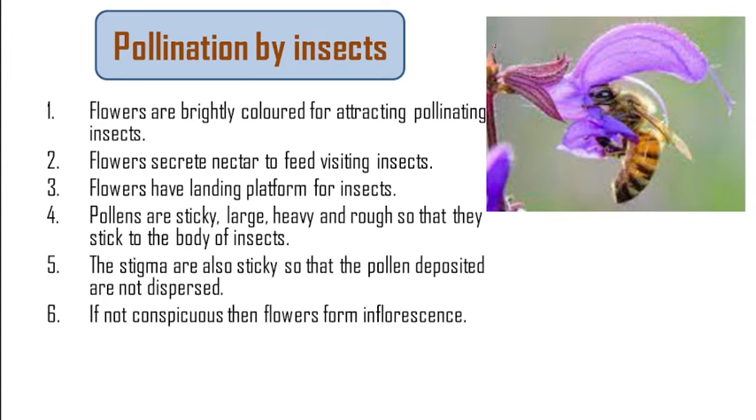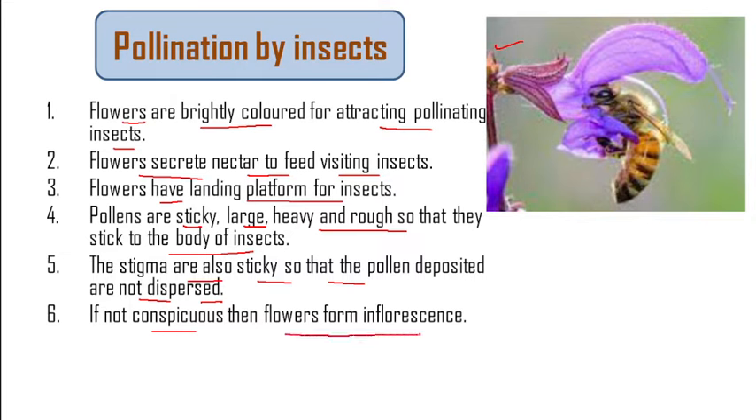Okay, next the teacher will give you this kind of an image. You have to identify that these are the flowers which are brightly colored for attracting pollinating insects. Flowers secrete nectar to feed visiting insects. Flowers have a landing platform for insects. Pollens are sticky, large, heavy and rough so that they stick to the body of insects. The stigma are also sticky so that the pollen deposited is not dispersed. If not conspicuous, then the flowers form an inflorescence, and on the basis of the above characteristics we identify that this particular flower gets pollinated by insects.